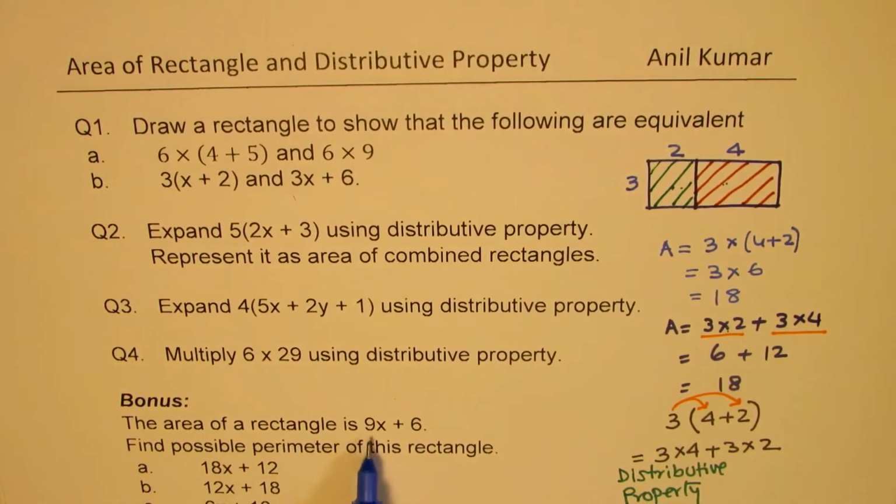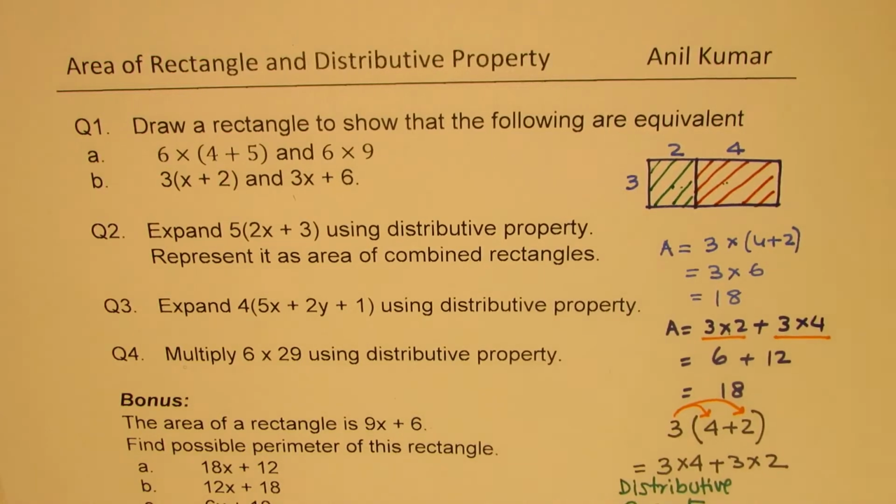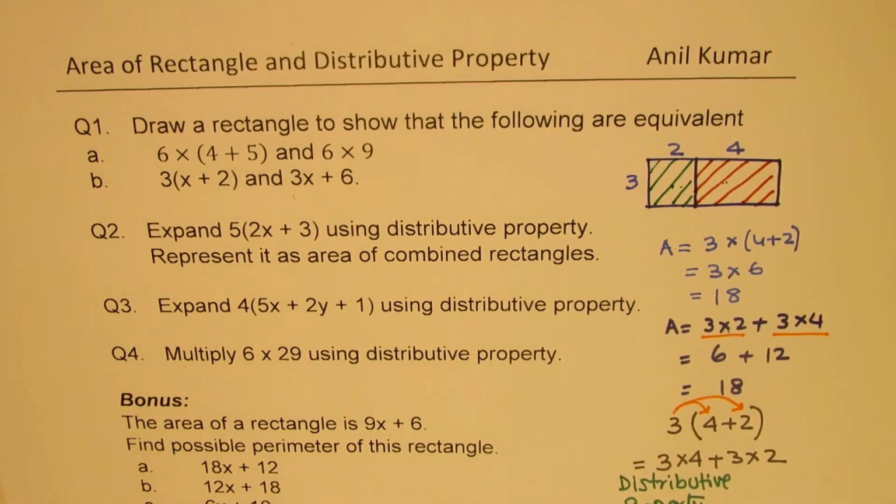The area of a rectangle is 9x plus 6. Find possible perimeter of this rectangle. 4 choices are given to you. You can actually pause the video now, answer the question, and then look into my suggestions. Now let's answer these questions one by one and understand the strategy.